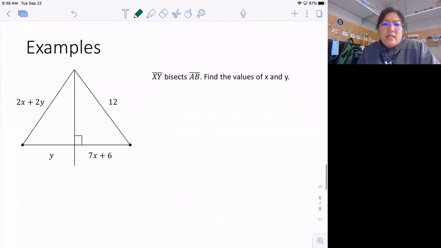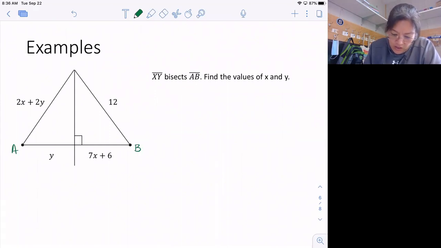All right. Now, this one looks a little more complicated because it's got x's and y's. So XY bisects AB. Oh, I don't have letters, so let's label. AB is this one. This is Y. This is X. So XY bisects AB. It is bisecting at perpendicular, so we do know that this distance is congruent to this distance. This distance is congruent to this distance. So AX is congruent to XB. AY is congruent to YB.